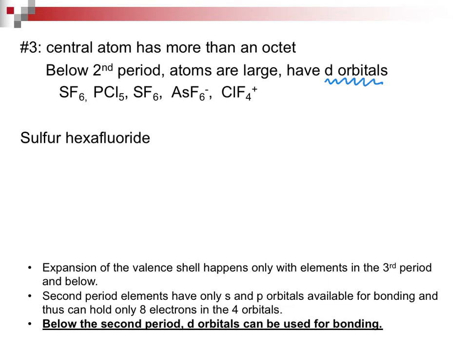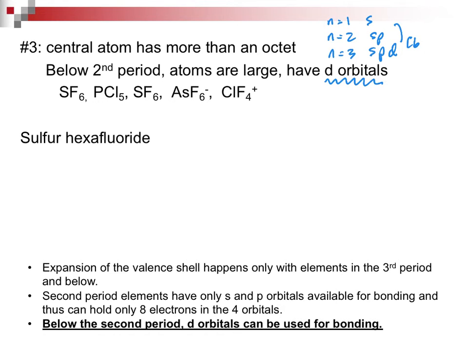Well, which row can we have d electrons? I'm going to work backwards. If n is equal to 3, we can have s, p, and d. If n is equal to 2, we can have s, p. And if n is equal to 1, we can only have s. So you know this part from chapter 6.